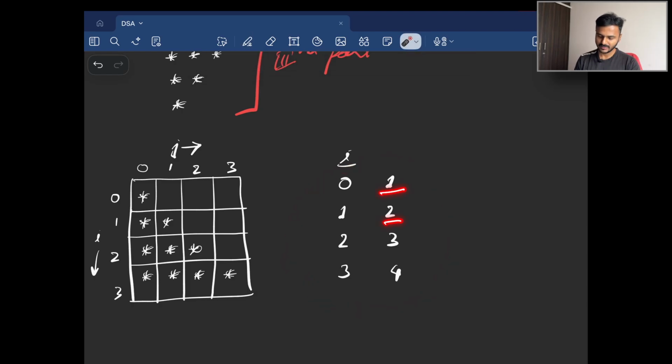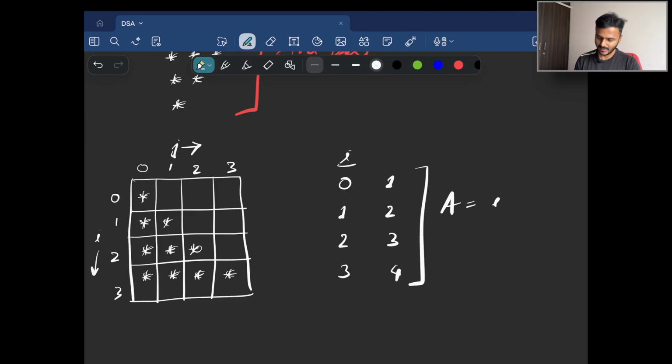The number of asterisks that we are printing in any given row is one more than the value of I for that row, right? So can we say A is equal to I plus 1, where this A is the number of asterisks we are printing in that row? We can, right? So this will give us the asterisk count.